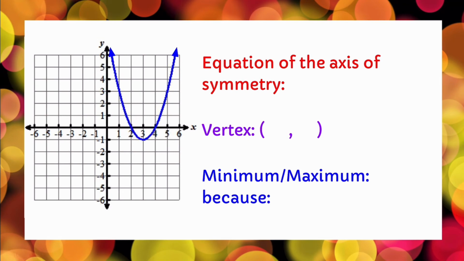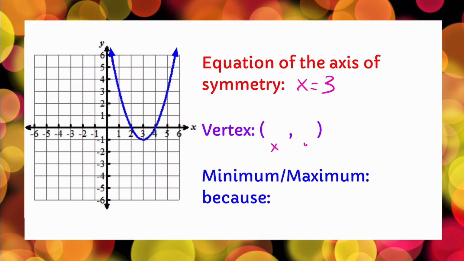I'm going to try not to help you as much on these. What is the equation of the axis of symmetry? That would be x equals 3. When you draw your axis of symmetry, it goes through that x value right there.